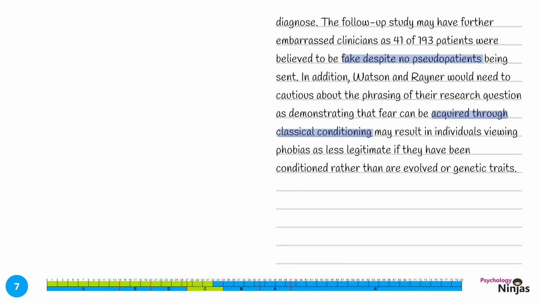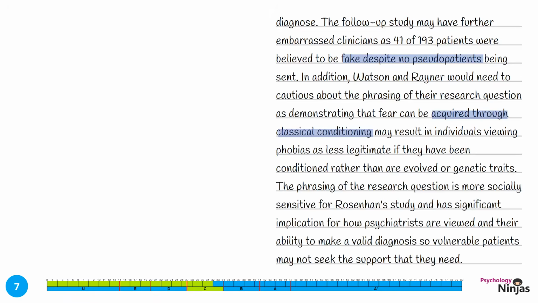To complete our evaluation paragraph, we want to form a judgment. The phrasing of the research question is more socially sensitive for Rosenhan's study and has significant implications for how psychiatrists are viewed and their ability to make a valid diagnosis, so vulnerable patients may not seek out the support that they need. We've given a clear judgment about viewing Rosenhan's research as more socially sensitive and discussed the implications that have gone beyond the study once it has been published, both in terms of how psychiatrists are viewed and the implications that this has on wider society.